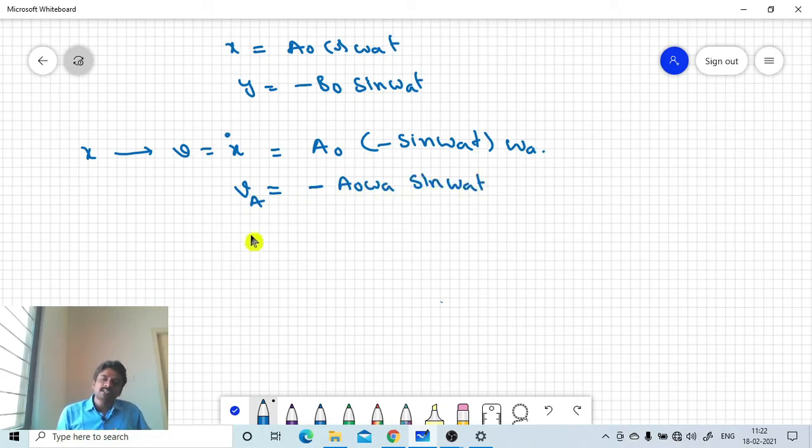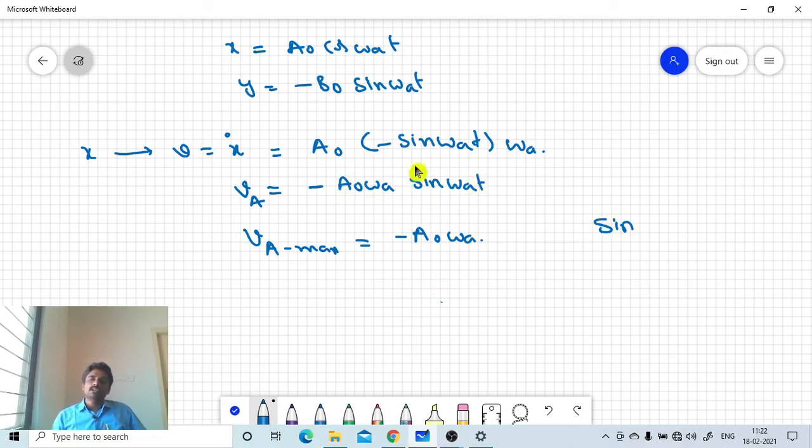So what is the maximum velocity of the first pendulum? It is equal to minus a naught omega a. Maximum velocity means this total equation goes to its maximum, which depends on the sine function. That's why sine of omega a t goes to its maximum value, which is 1. This is the maximum value, that's why I have taken it as the maximum.